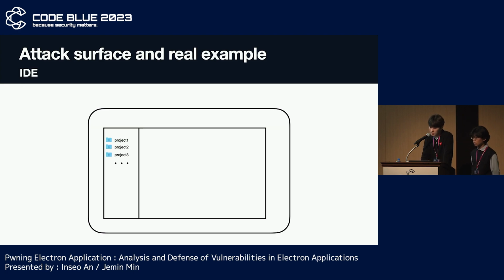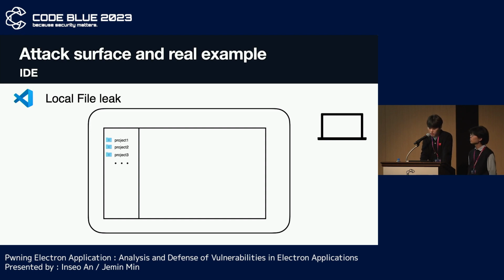Next is IDE. Local file access and syntax highlighting are an IDE's main functions. Different vulnerabilities can occur depending on how local files are accessed in the application. Let's look at an example of a vulnerability caused by incorrect local file access. We found this vulnerability last year while working on a project, but we failed to report it because it was patched while we were working on the vulnerability report.